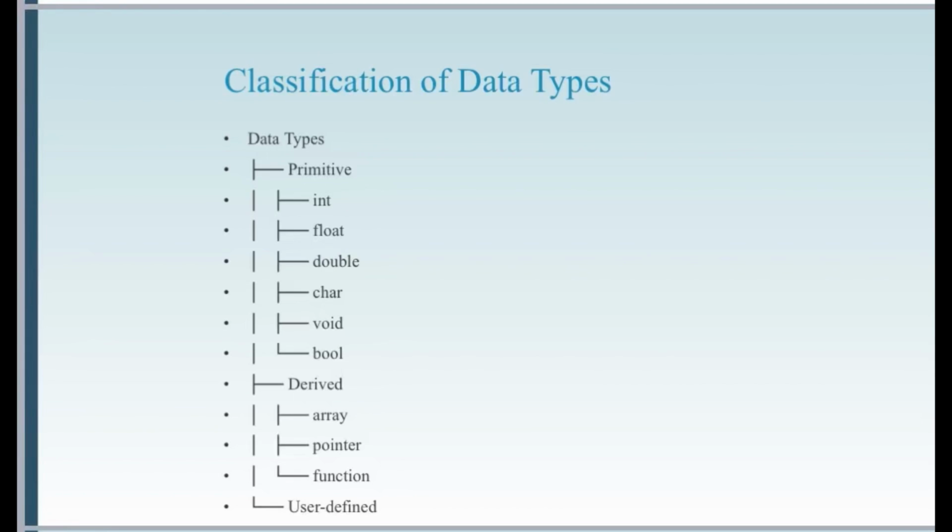The classification of data types. In primitive data types, there are integer, float, double, character, void, and boolean. In derived, there are array, pointer, and function. And the last, user-defined. In user-defined, there are structure, union, and enumerations.